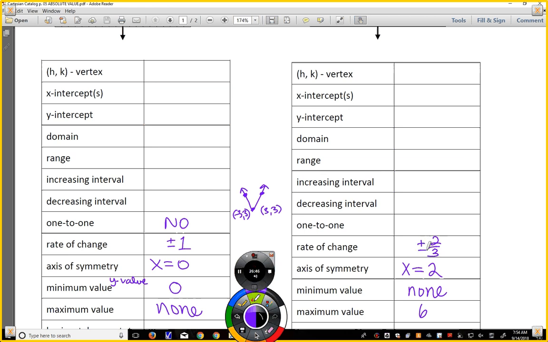And is it one-to-one? Will any absolute value graph be one-to-one? No, because they're all v's, so they'll all violate that second part of the rule that we're trying to make true, okay?